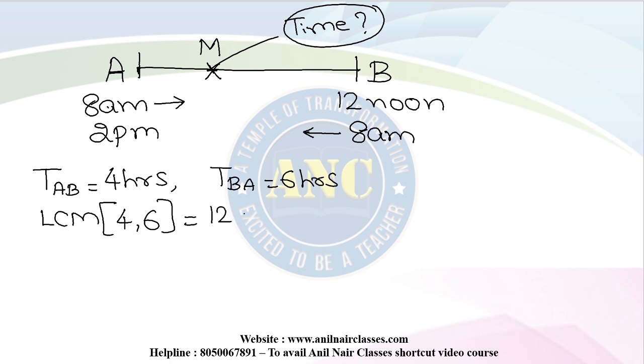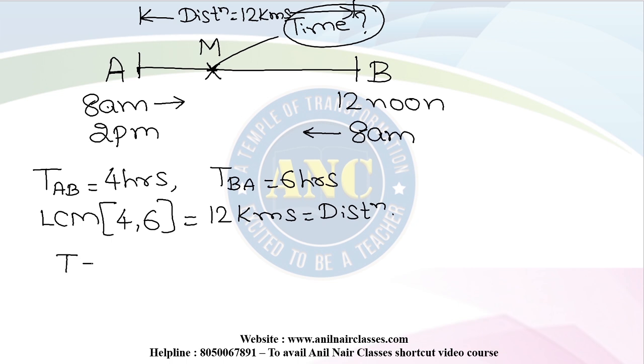LCM of 4 and 6 is 12. So I will assume the distance between A and B as 12 kilometers. Now, if the distance between A and B is 12 kilometers, we need to find the meeting time. We know that speed is equal to distance by time, and time is nothing but distance by speed.